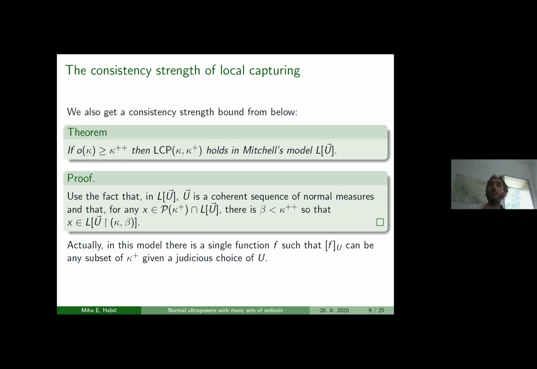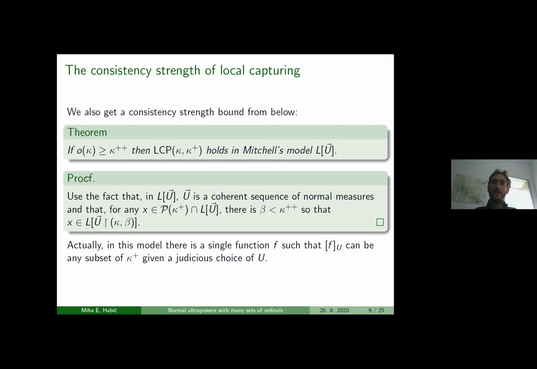On the other hand, we can also get upper consistency bounds. I said below here, I think I meant above. So we can prove that if O of kappa is sufficiently large, at least kappa double plus, then this maximal amount of local capturing holds in an inner model, in this canonical inner model for a measurable of high Mitchell rank, all right? And so, depending on how familiar you are with these models, this model satisfies GCH. So this amount of local capturing, so up to kappa plus, is the maximal amount, right? Kappa plus equals 2 to the kappa. So we get as much local capturing as we could possibly want.